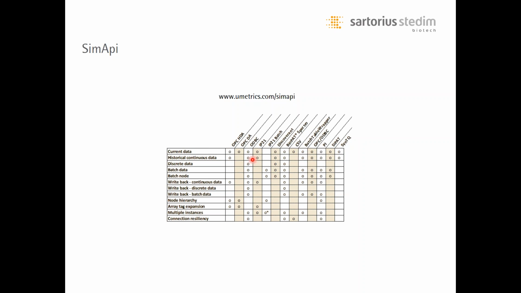And some of the functionality between the SIM APIs differ, and that's what we can see here. Some of the SIM APIs that we've had for a long time that are very thoroughly tested include the Pi SIM API, as well as the SIM API for OPC ODBC.